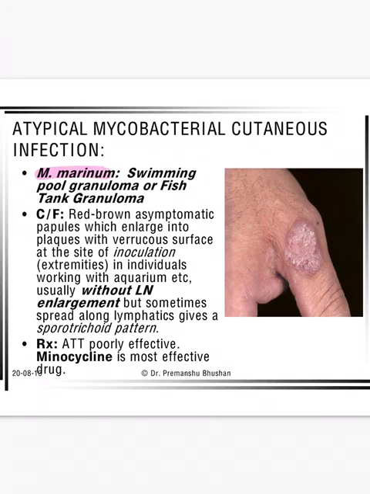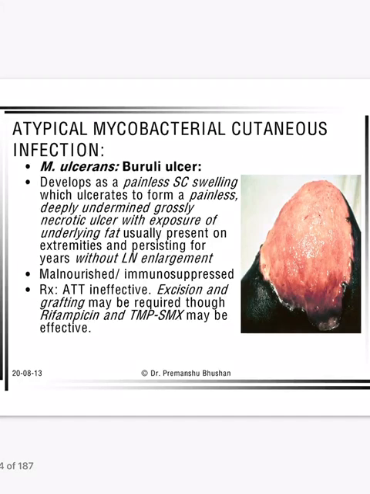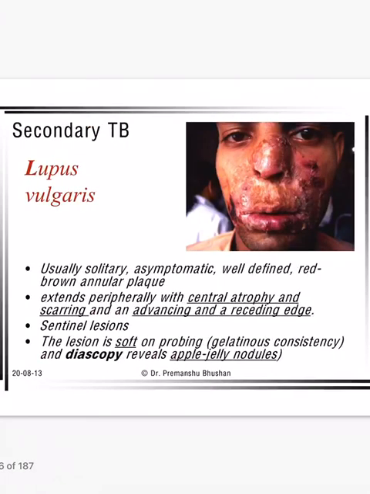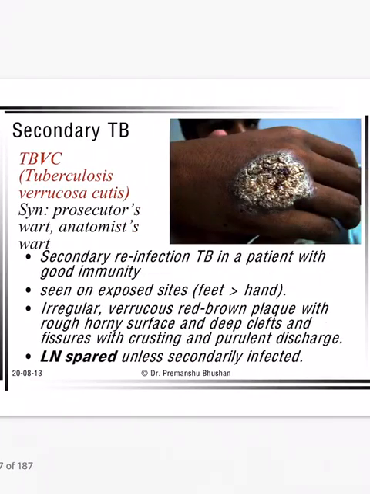Okay. Now coming on to atypical mycobacteria. Mycobacterium marinum causes swimming pool granuloma or fish tank granuloma, guys. This is important, and minocycline is the treatment, guys. Mycobacterium ulcerans causes Buruli ulcer. This is important from MCQ, guys. Now primary TB causes TB chancre, guys. This is fine. Secondary TB causes lupus vulgaris, guys. This is important. The face area is involved, guys, and it shows the presence of apple jelly nodules on diascopy, guys.